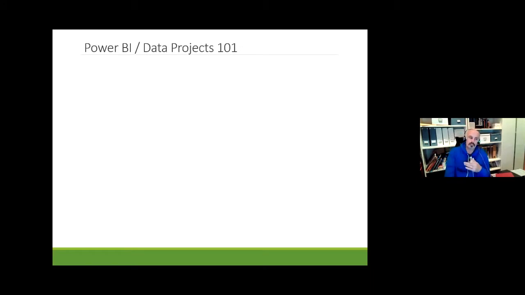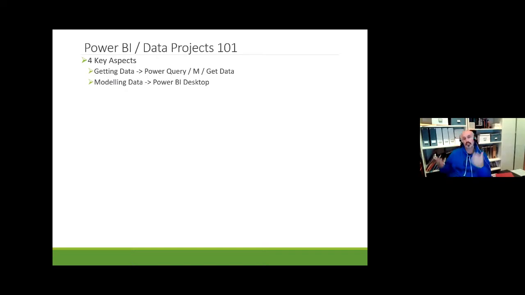Before I get into that, I'd like to talk a little bit about Power BI and Data Projects 101, the kind of generic, vanilla way you tend to approach data projects. There tend to be four key aspects. There's a part where you're getting data out of source systems. In Power BI this is using Power Query, or M, or Get Data, if you want to call it that. There then tends to be a section about modeling data, which is when we take the data we've got out of source systems and put it into a shape that suits our reporting need. For this, we're going to be using Power BI Desktop.